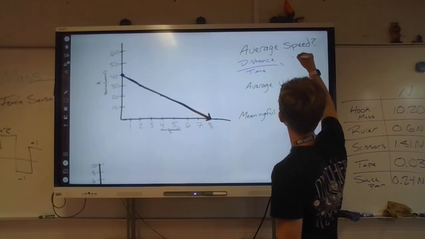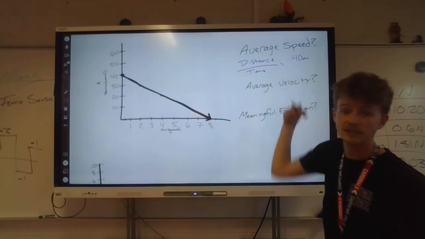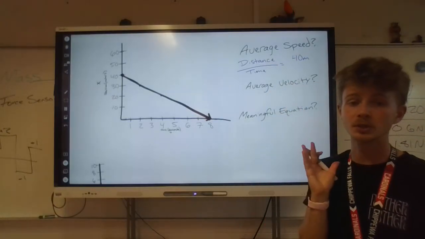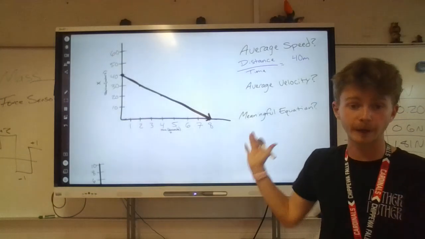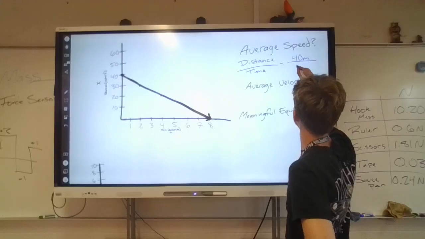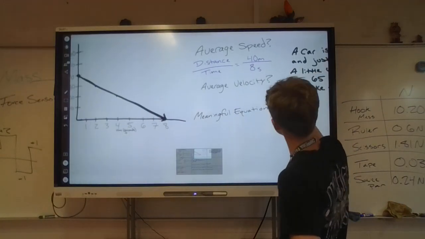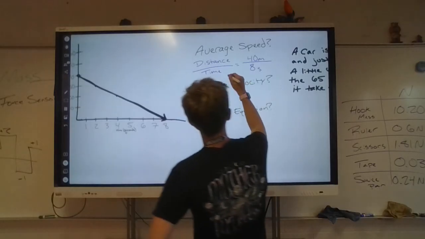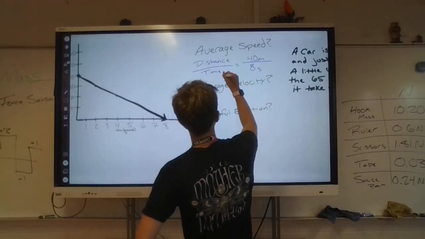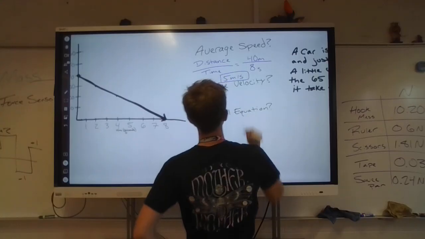Now here's a reminder. Distance does not care about a positive or negative sign. I don't care if you went down 40 meters or up 40 meters. We just care about the raw number, the absolute value of the number, 40 meters. So we traveled 40 meters in 8 seconds. So 40 divided by 8 is going to be an answer of 5 meters per second. That was our average speed.